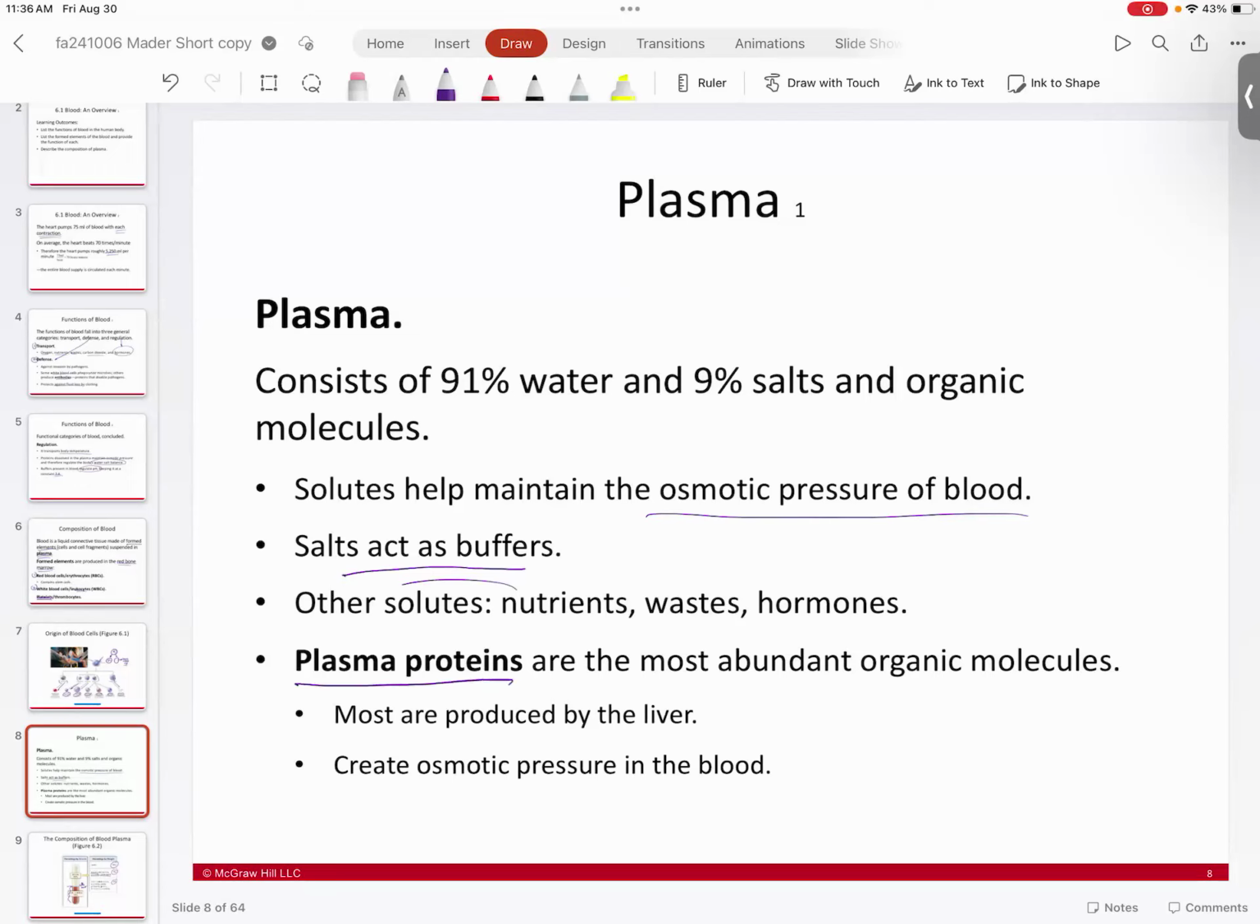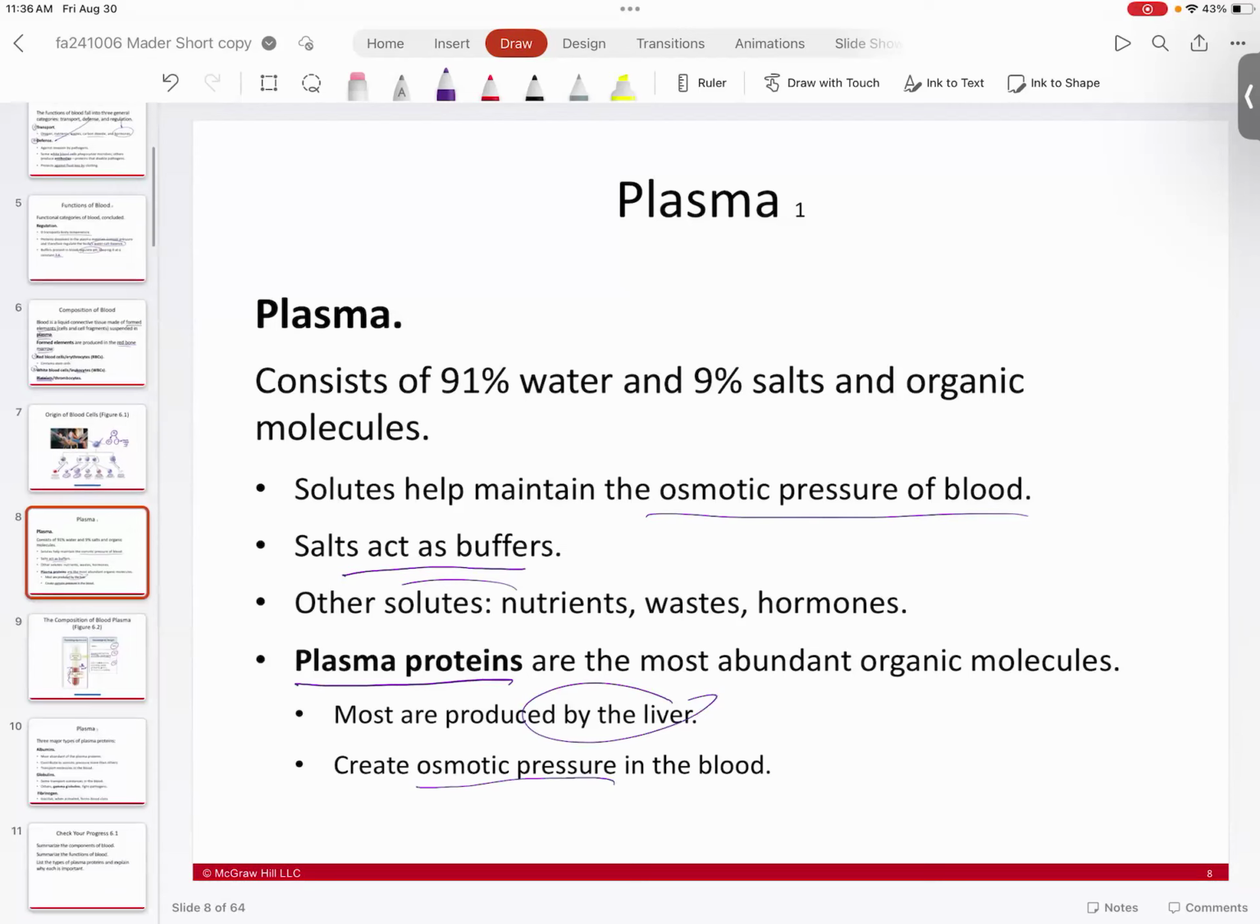You have plasma proteins, right? So basically, this is the most abundant thing that you have. Most of them are going to be made by the liver. And what they do is they create osmotic pressure. So this is part of the reason why you get that osmotic pull in the capillary toward the end of a capillary bed, because those leftover plasma proteins basically make for a more concentrated blood, which then has the effect of pulling the water back into the blood itself.